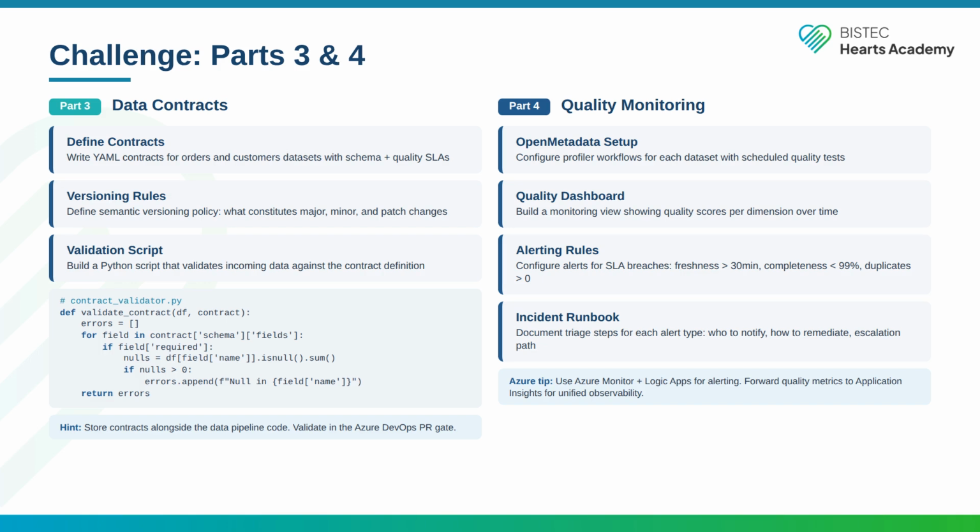Finally, write an incident runbook documenting triage steps for each alert type. Who do you notify? How do you remediate? When do you escalate? For Azure integration, use Azure Monitor and Logic Apps for alerting. Forward quality metrics to Application Insights for unified observability alongside your application metrics.